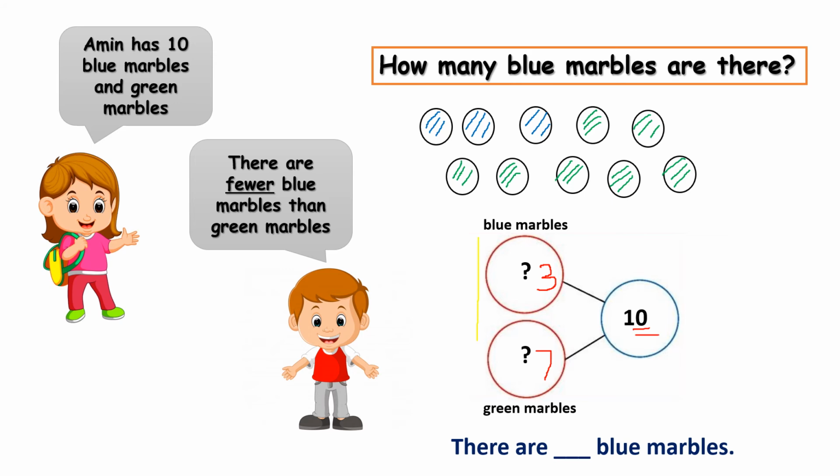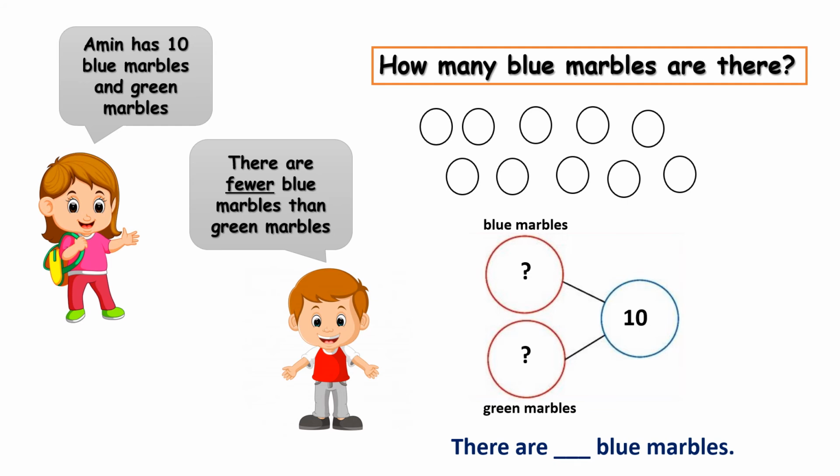By looking at this number bond, is the number bond correct? Are there fewer blue marbles than green marbles? Yes, because 3 is smaller than 7. So there are 3 blue marbles.